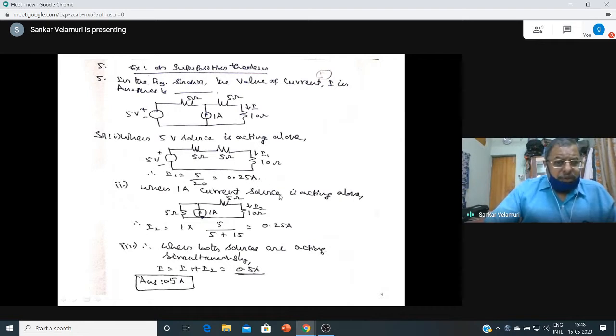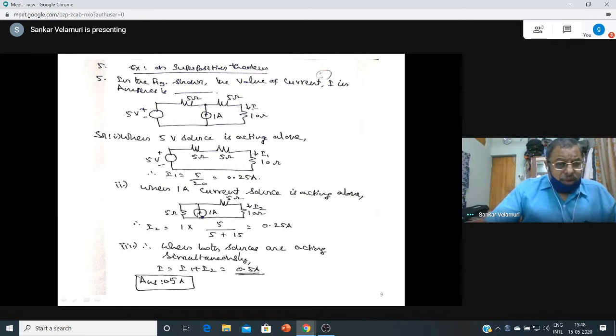When the 1 ampere current source is acting alone, the voltage source is replaced by a short circuit, or by its internal resistance, here 5 ohms only. That's what it is again. This is 1 ampere, and this is 5 ohms, this is 10 ohms.